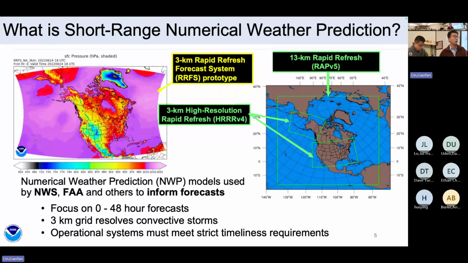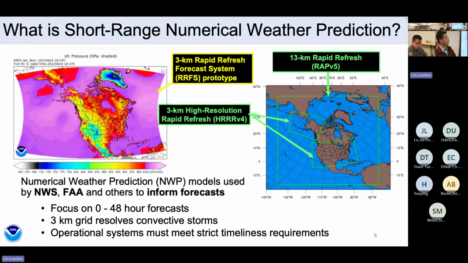And currently there are a couple of operational models. For example, HRRR here is running at a 3 kilometer resolution, and it's currently version 4. You can see there are the CONUS domain and the Alaska domain, and besides there is the Rapid Refresh run at a 13 kilometer resolution. Typically, it's focused on 0 hour to 2 days forecast. And HRRR specifically runs at 3 kilometer resolution. And currently, we are working on the next generation of short range weather forecast system, which we call the Rapid Refresh Forecast System, RFS.